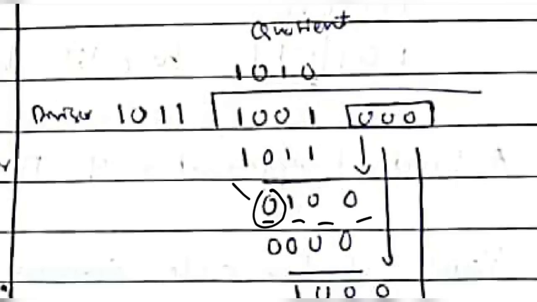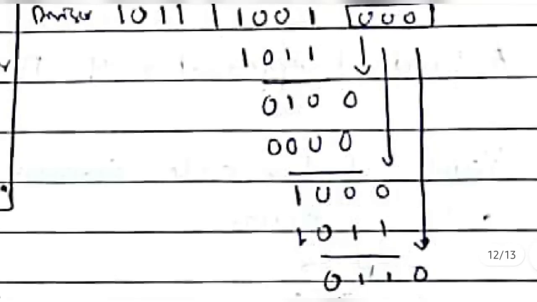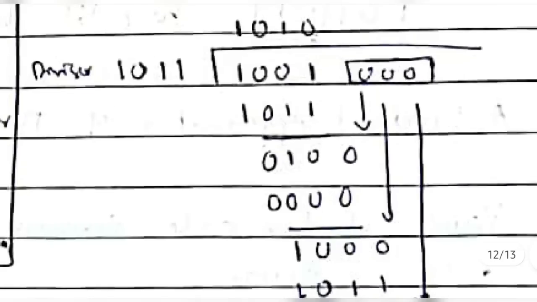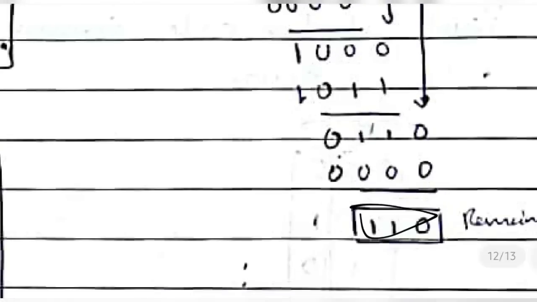Then again we'll be seeing the first bit only, and the first bit is 0, so 0 zeros are 0. Subtract it, we'll get 1000 after bringing down the second 0, and then see the first bit here, 1. So 1 ones are 1. Like that we'll be doing till the end, and at the end we'll get some remainder, which is 110.